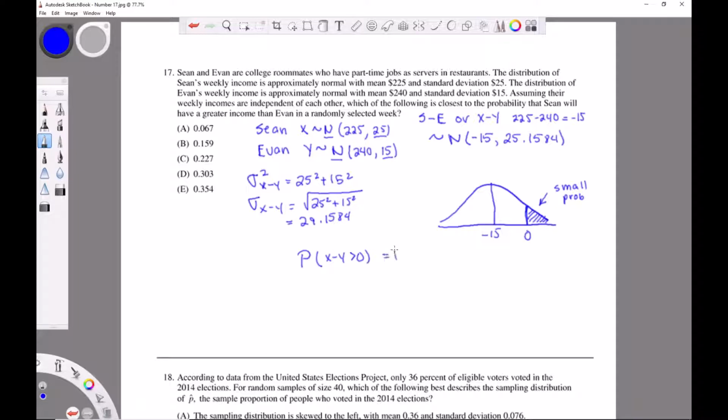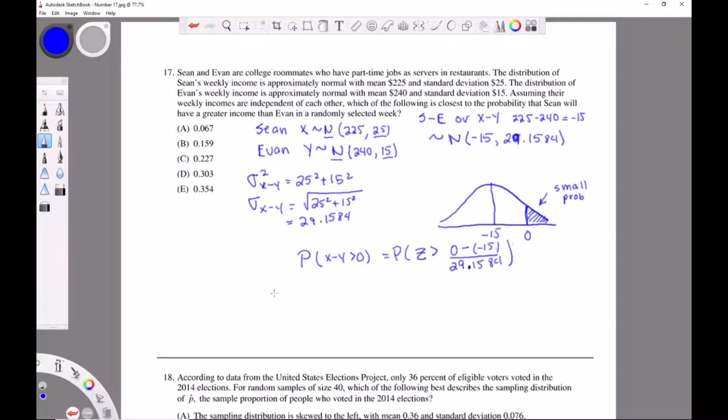That's equal to the probability that Z is greater than 0 minus a negative 15. So it's x minus mu over sigma, divided by 29.1584. Oh, I have a mistake here. Let's go ahead and change that to a 9. Just a little bit of a goof up. I wrote 20, I had 29 here and wrote 25. There's your old man coming out. All right, so this is 29.1584.